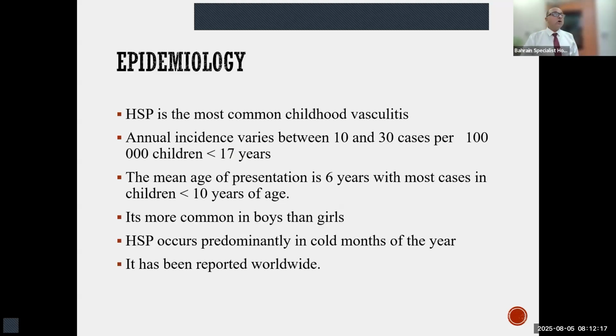It is the most common childhood vasculitis. It is small vessel disease with IgA deposition. Annual incidence is 10 to 30 cases per 1,000 children less than 17 years of age. Mean age of presentation is 6 years, with most cases below 10 years. It is more common in boys than girls.